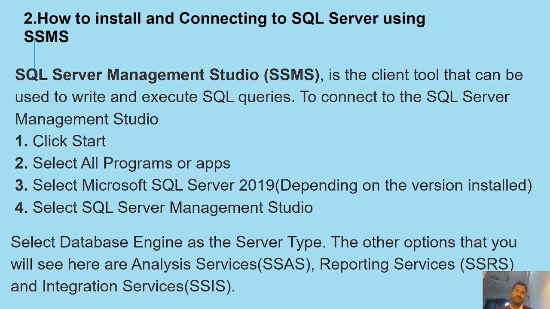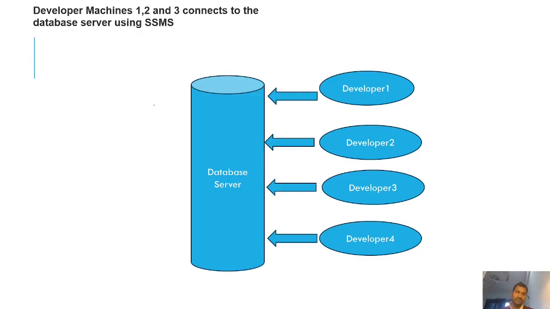Select the database engine as the server type. The other options you will see here are Analysis Services, Reporting Services, and Integration Services. Let me show you that. Once SQL Server SSMS is installed, developers can connect to the database server for developer missions like this.